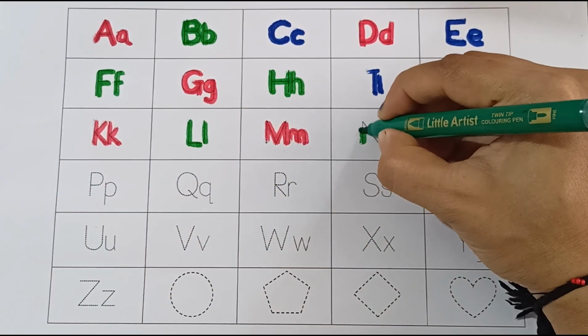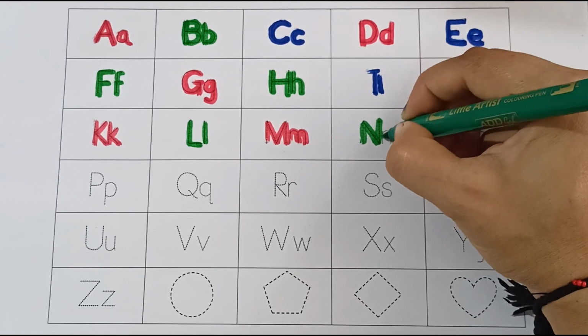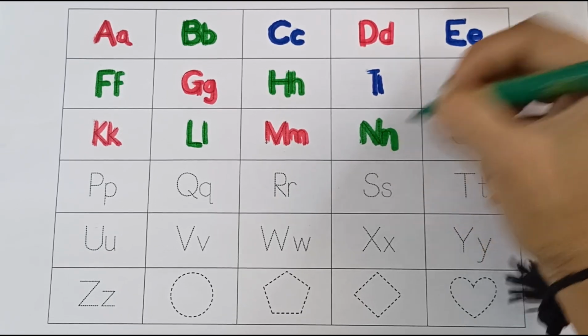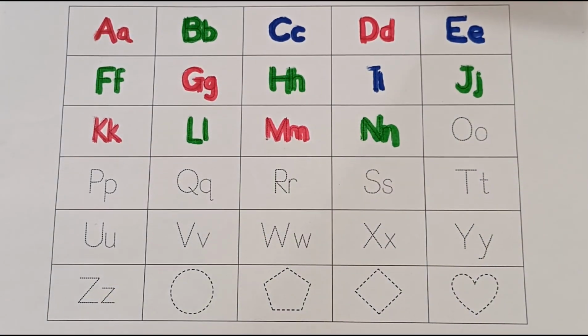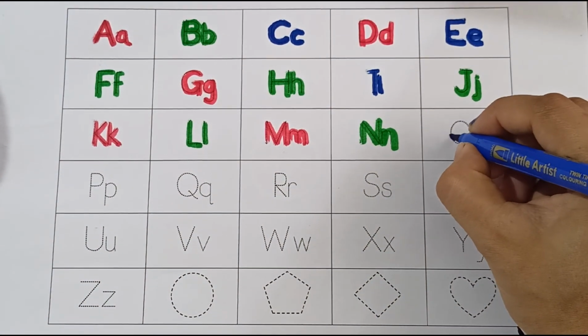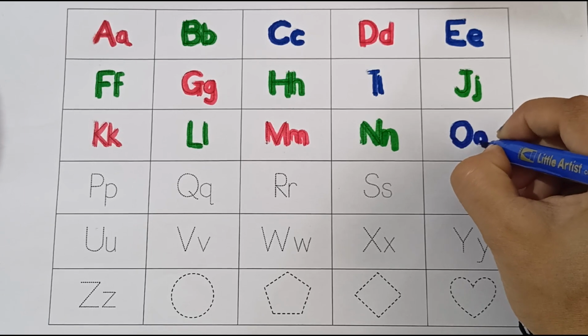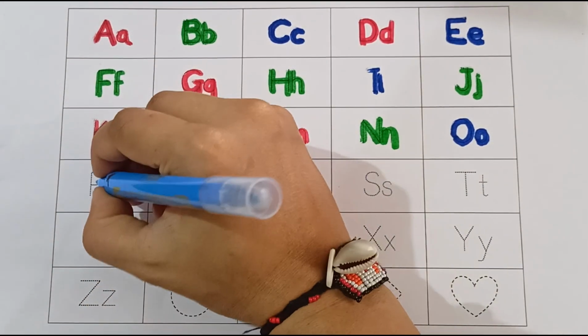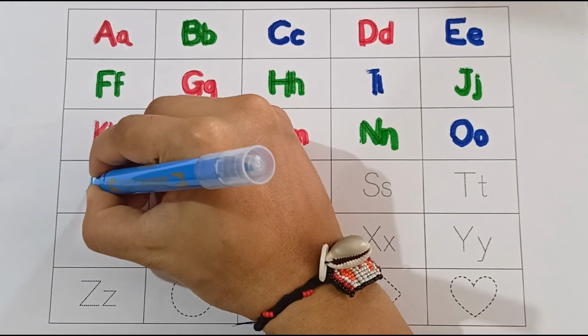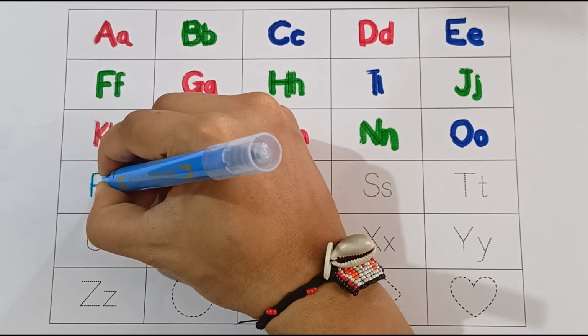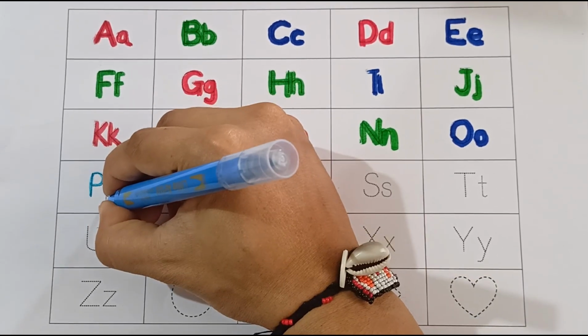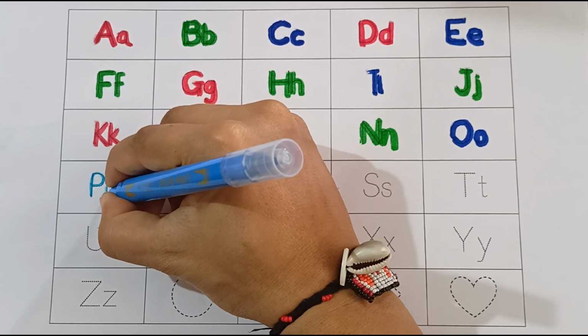This is capital N. N for nest. This is small n. N for nest. This is capital O. O for orange. This is small o. O for orange. This is capital P. P for panda. This is small p. P for panda.